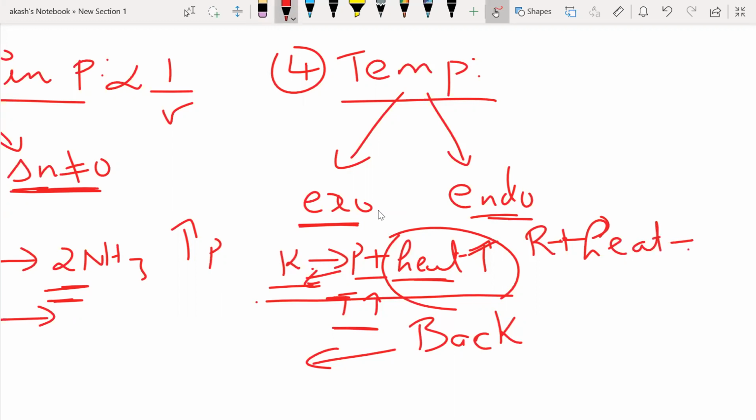Okay, so R plus heat is going to give me my products. This time, if you increase temperature, you are going to increase the heat again. So heat is on the reactant side. You're increasing the amount of reactants. So this will definitely move in the forward direction, isn't it? Done. Or you can say logically, endothermic reactions require heat, and you are supplying more heat. So definitely it is going to move more and more in the forward direction. So done, that's about temperature.